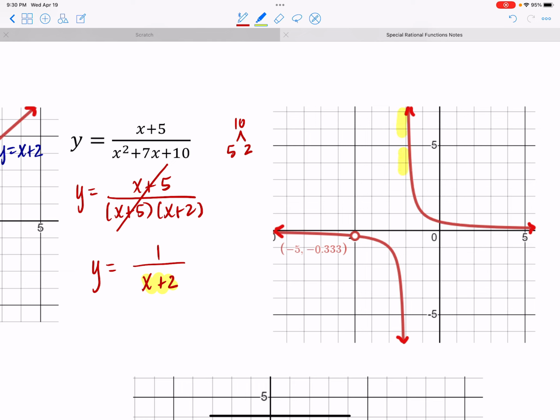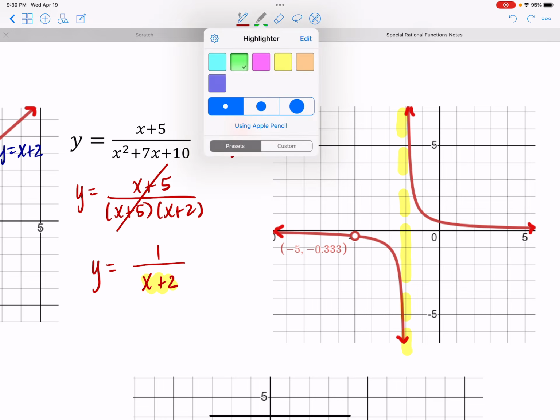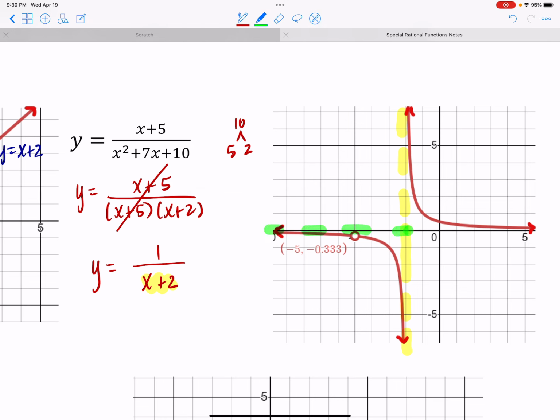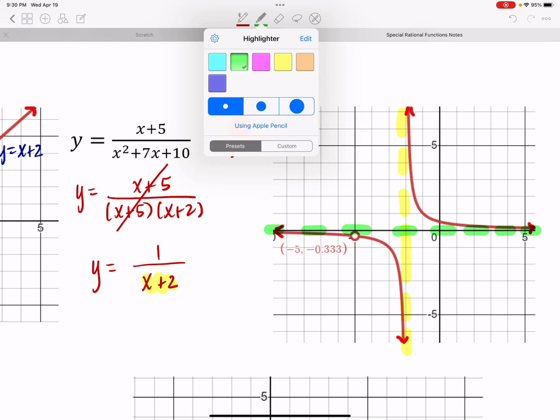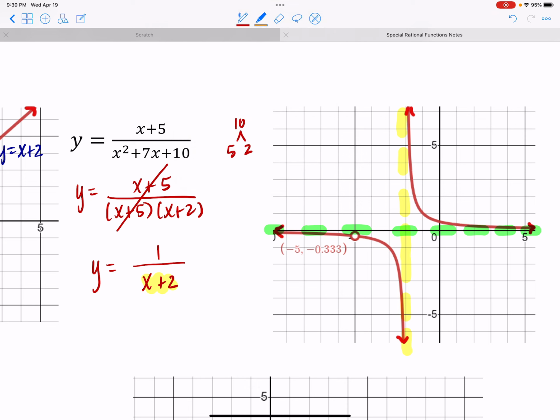Vertical asymptote at -2. And this is not shifted up or down, so it should have a horizontal asymptote at y equals 0. So y equals 0, horizontal asymptote, right? This restriction got reduced out, right? So it no longer impacts my function in that it does not make an asymptote, but this restriction still has to be accounted for. So right here is where we account for it.